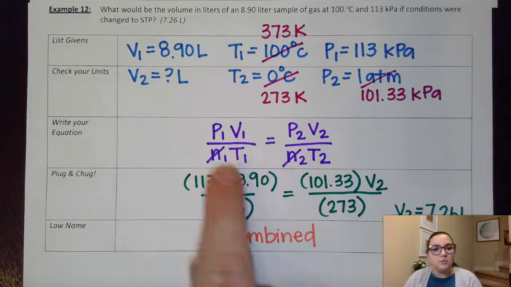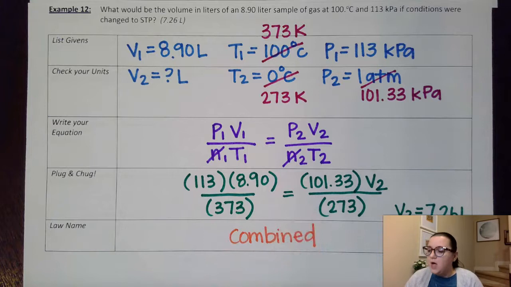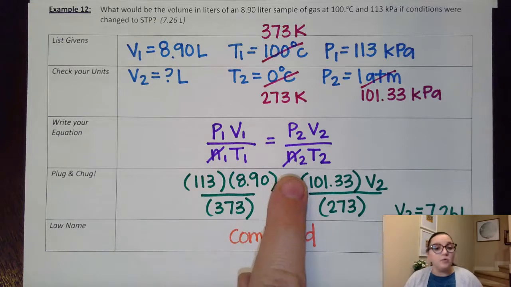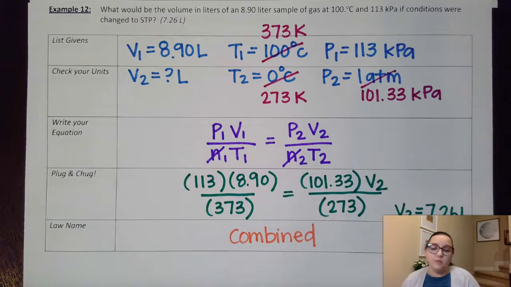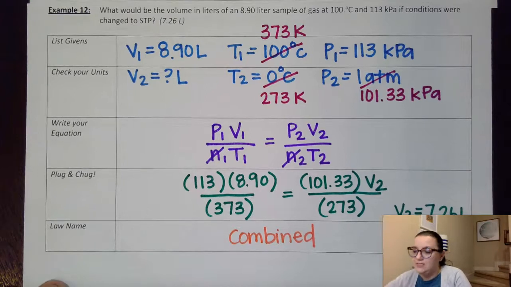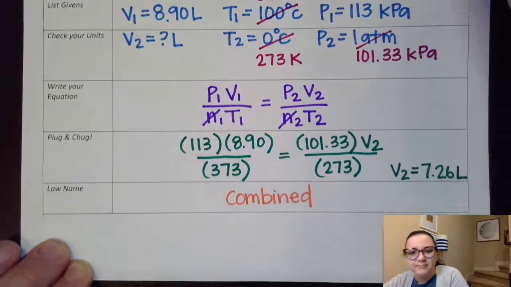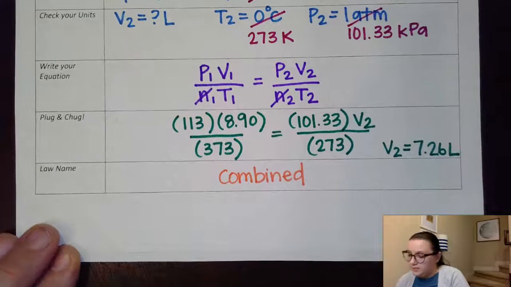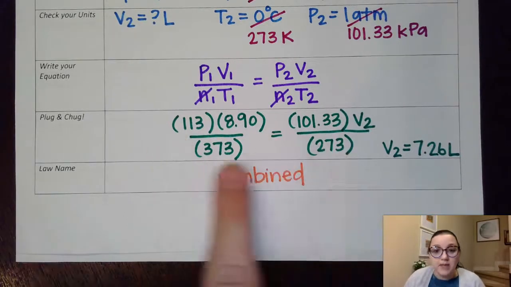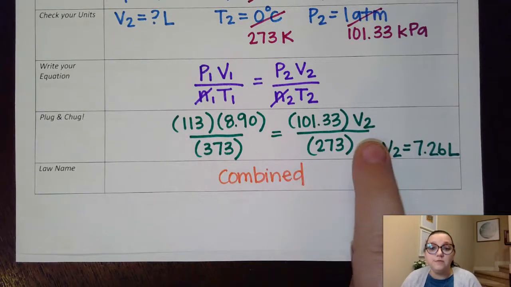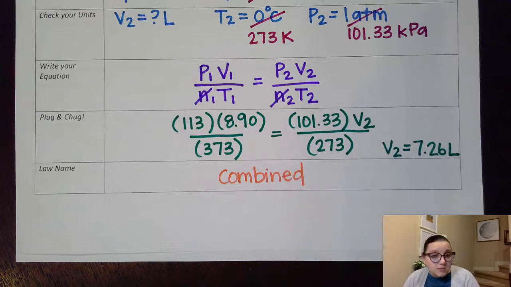And so then I just plugged into my equation. I did not have the number of moles mentioned anywhere in the problem, so we assumed that those did stay constant. And so when I plugged in, here are my number setups, and I wanted to solve for V2. So I did some cross multiplying, and that solved V2 being 7.26 liters, again using 3 significant figures.